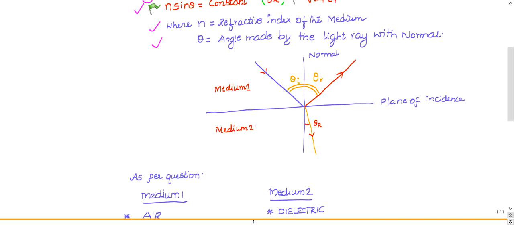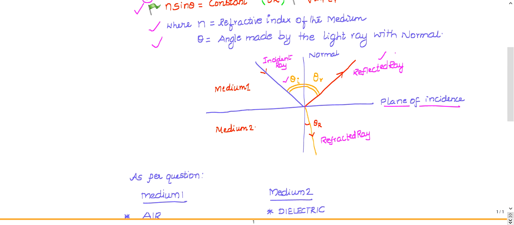Theta is nothing but the angle made by the light ray with the normal. You might have studied this in your childhood. This is the incident ray, which will fall on the plane. This is the plane of incidence. It will make an angle called the angle of incidence. Then the ray will refract and reflect. This is called the reflected ray. This is called the refracted ray. The refracted ray will go into the other plane.